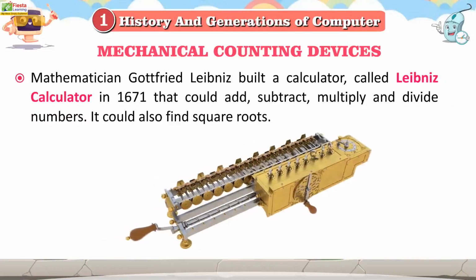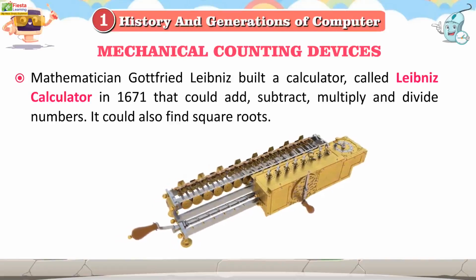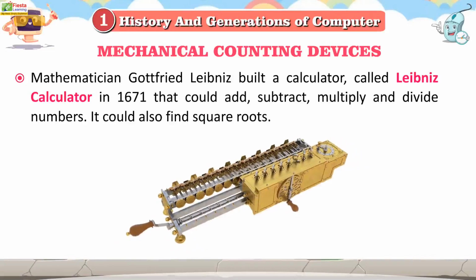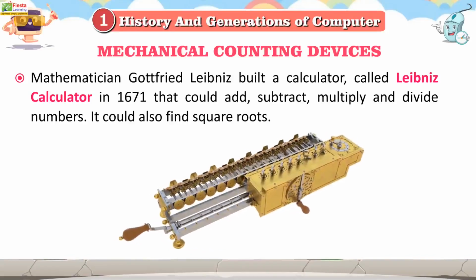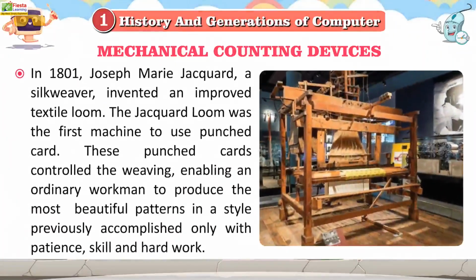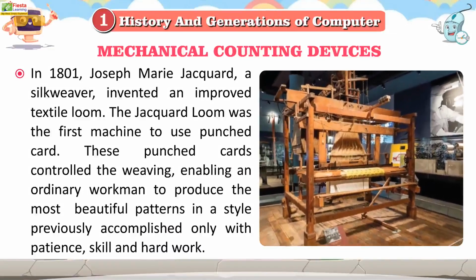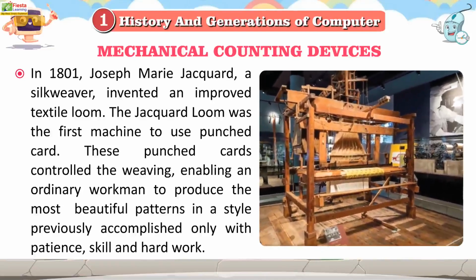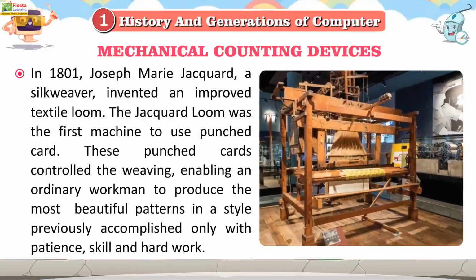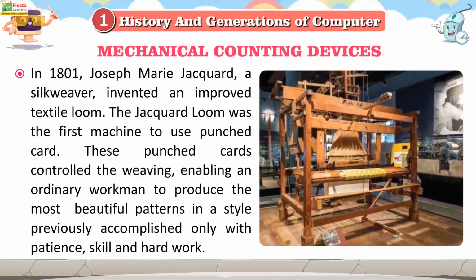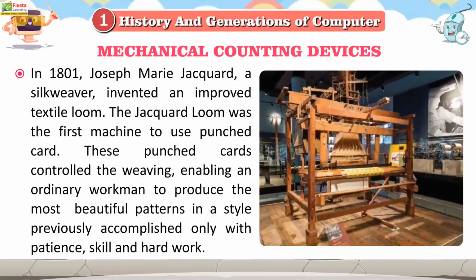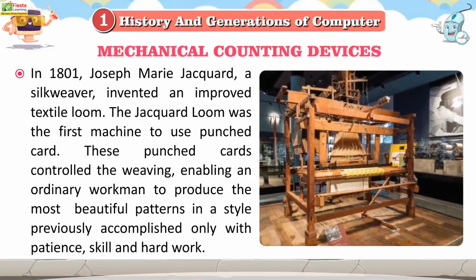Mathematician Gottfried Leibniz built a calculator called Leibniz calculator in 1671 that could add, subtract, multiply, and divide numbers. It could also find square roots. In 1801, Joseph Marie Jacquard, a silk weaver, invented an improved textile loom. The Jacquard loom was the first machine to use punched cards. These punch cards controlled the weaving, enabling an ordinary workman to produce the most beautiful patterns in a style previously accomplished only with patience, skill, and hard work.